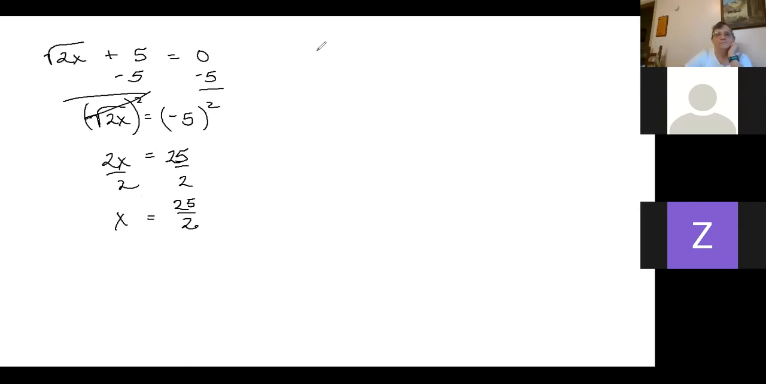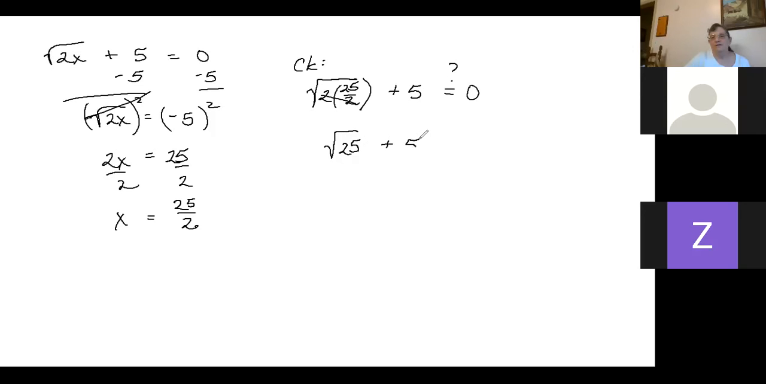Now, check. This would be the square root of 2 times 25 halves plus 5 equals 0. These 2's cancel. This stuff is actually going to be really easy to check. That's the square root of 25 plus 5, which is 5 plus 5, which is 10. Oops. Well, that didn't work.